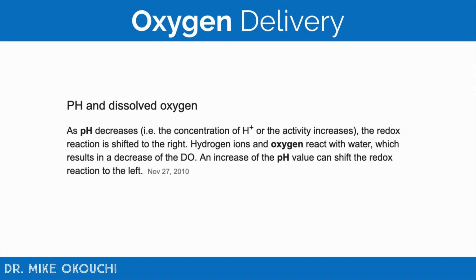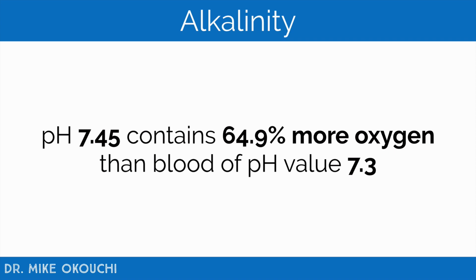So if you look at pH and dissolved oxygen, it says here, as pH decreases, the concentration of hydrogen ions increases, the redox reaction is shifted to the right. Hydrogen ions and oxygen react with water, which results in a decrease of DO, which is dissolved oxygen. Okay? So when we shift the pH from 7.45 to 7.3, we are seeing a drop of about 65% dissolved oxygen. That doesn't seem like a lot in a pH move, right?